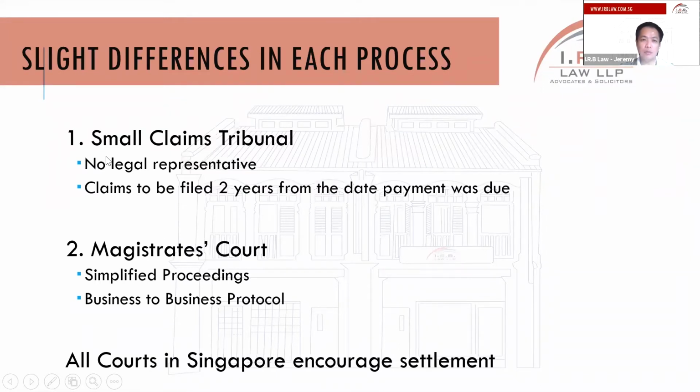Okay, so this is just a recap of the small claims tribunal and the magistrate's court. Remember that the time frame for the small claims tribunal is much shorter. Normally it's about 2 years. For the main courts, the limitation period is 6 years. So if you have an outstanding debt that is more than 6 years old, you may have lost the right to claim for it. But for this, you should consult your lawyers to see what kind of claim it is.